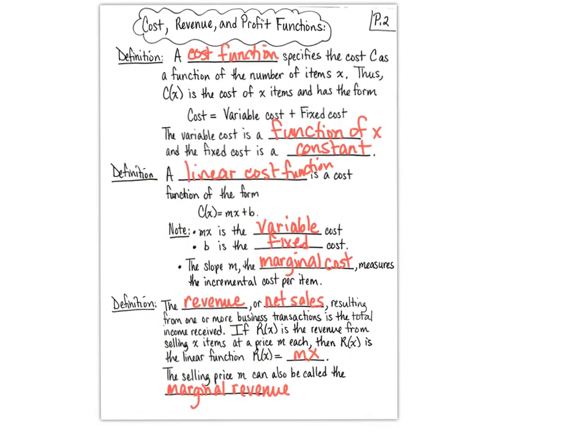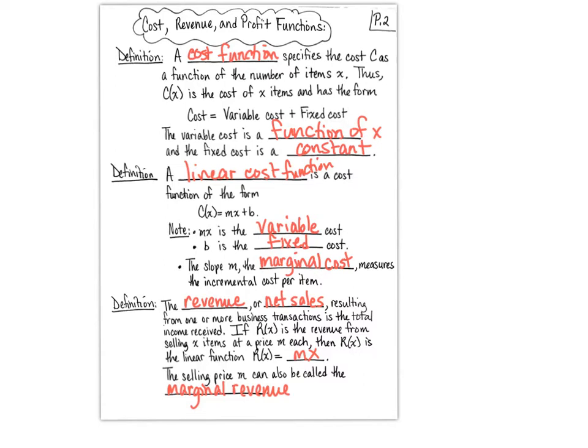Then we moved on and introduced some terminology. We want to talk about cost, revenue, and profit functions. A cost function specifies the cost C as a function of the number of items x. Thus, C of x is the cost of x items and has the form cost is equal to your variable cost plus your fixed cost. The variable cost is a function of x, and the fixed cost is a constant.